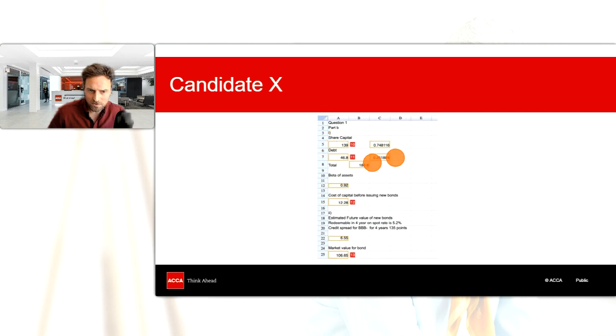Where have these come from? What's that? You've got this one here. Then it does say cost of capital, so that one's labeled. And then you've got market value of bonds and things. But can you see, I wouldn't say it's particularly easy to understand where the numbers have come from.